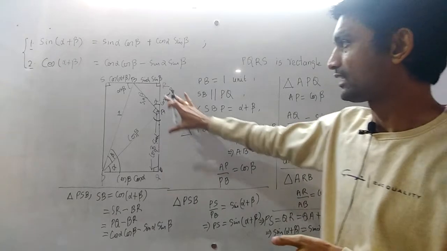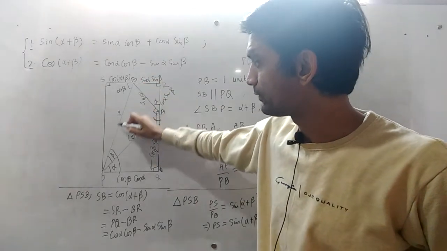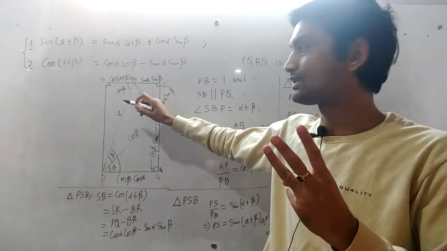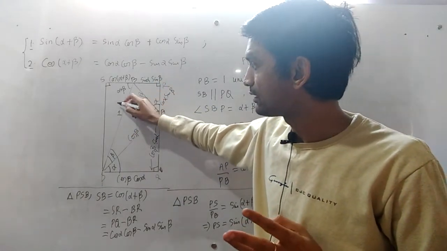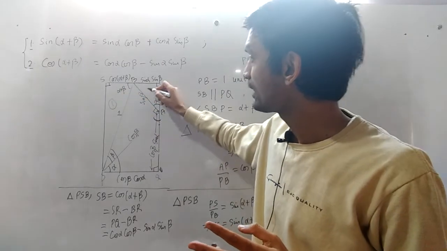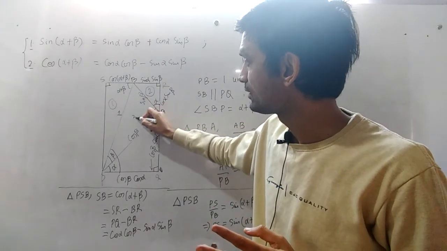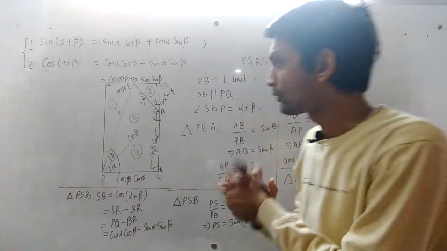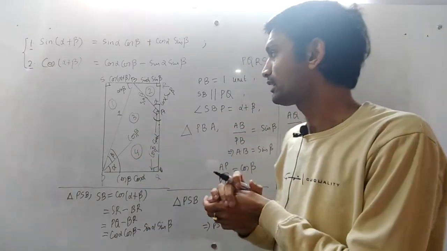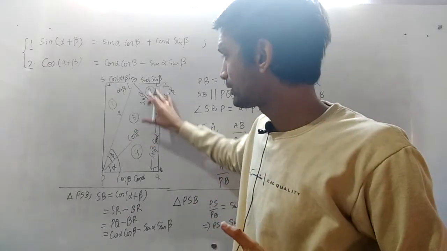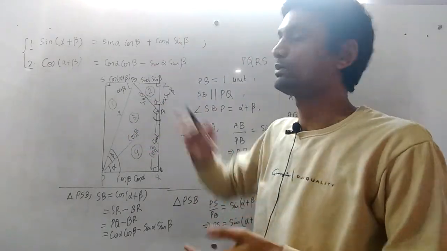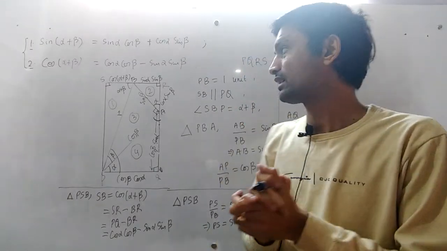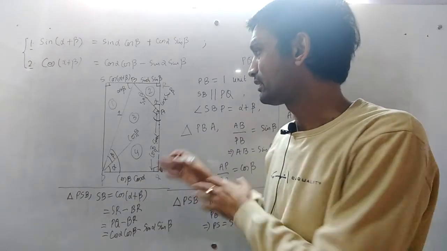Okay, so this rectangle part, you just take this length 1, this angle alpha, this angle beta, and you make just 3 right angle triangles. This is the 1 right angle triangle, this is the 2, this is the 3, and these are the 4. So actually there are 4 right angle triangles here, and using all the 4 right angle triangles we can derive these 2.